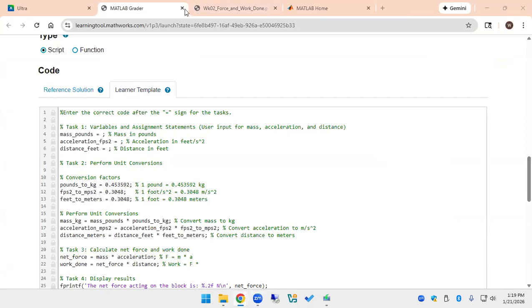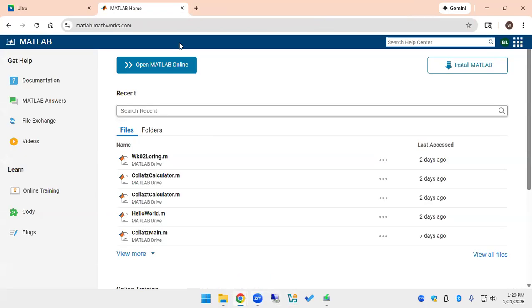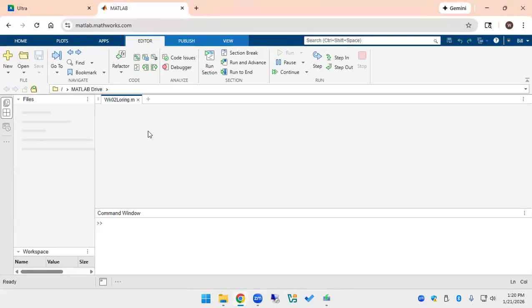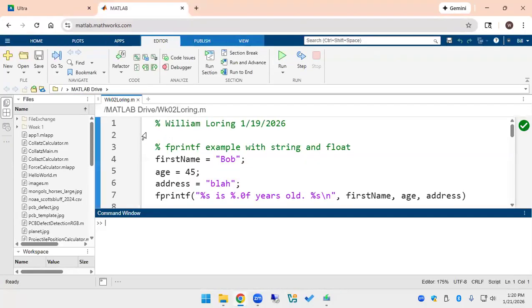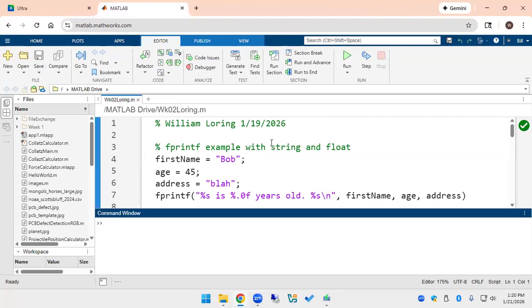Open MATLAB online. And of course, the first thing I do, because I know about computers and I do not trust them at all, is save my file. I have backups upon backups. No one ever calls me and says, hey, my computer's working good.